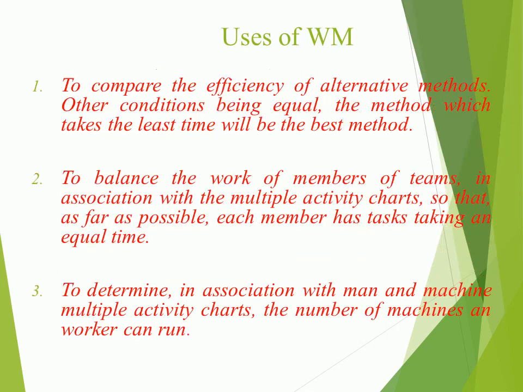Uses. To compare the efficiency of alternative methods. Other conditions being equal, the method which takes the least time will be the best method. To balance the work of members of teams, in association with the multiple activity charts, so that, as far as possible, each member has tasks taking an equal time. To determine, in association with man and machine multiple activity charts, the number of machines a worker can run.